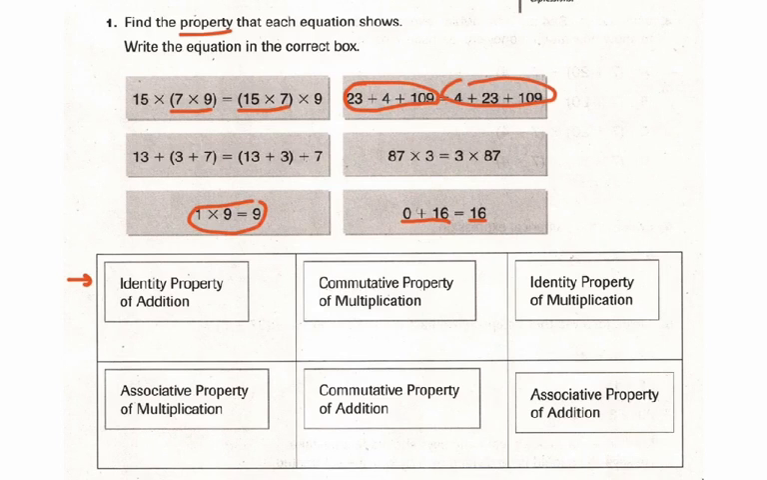So the answers to this are, this would be associative property because they're just doing different groupings. This would be associative. Now this would also be associative of addition, identity of multiplication, identity of addition because they're adding zero. Zero added to any number is just itself. Commutative property, they're switching the products, and this would be commutative property because they're just switching the addends.